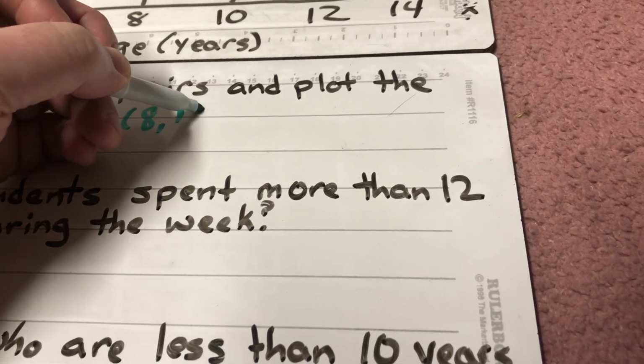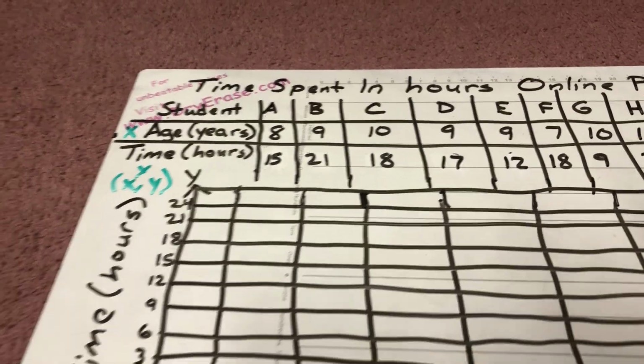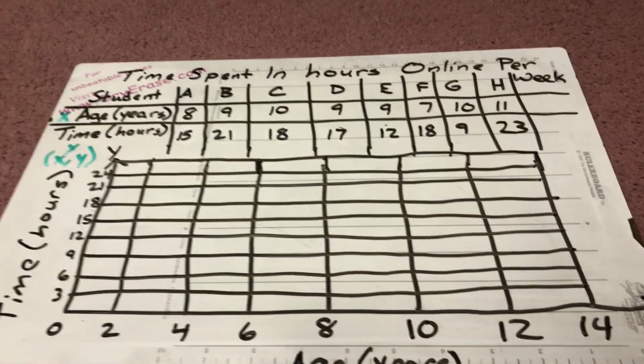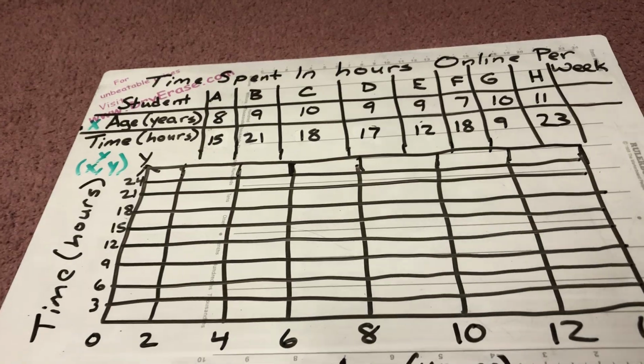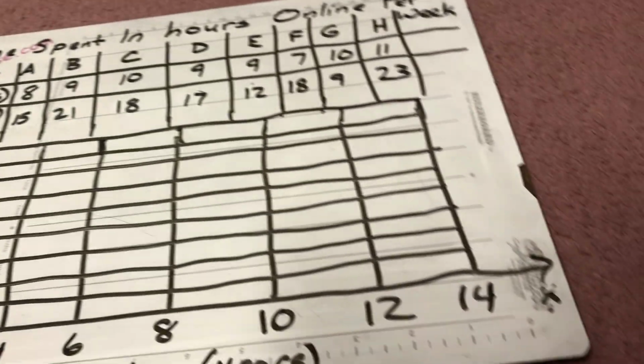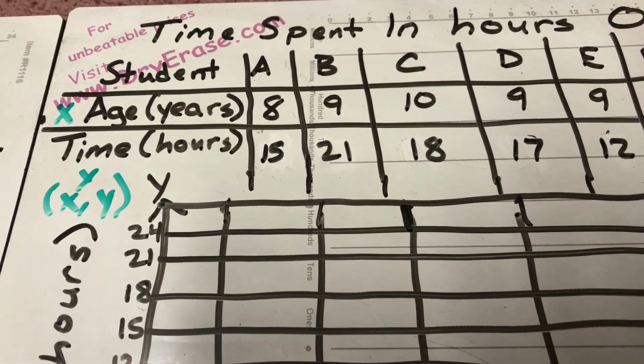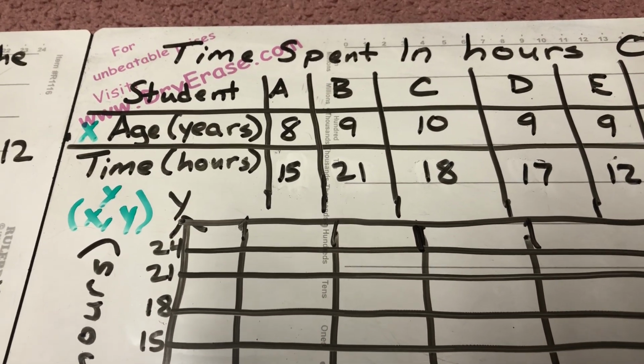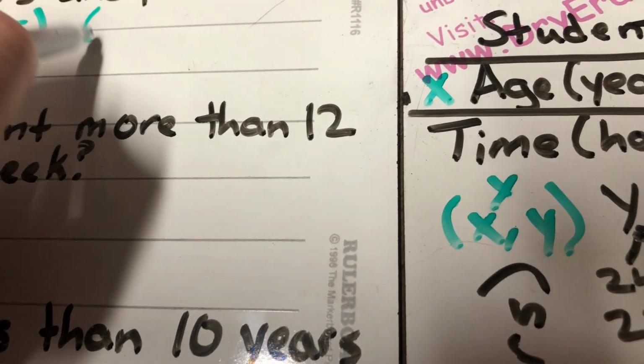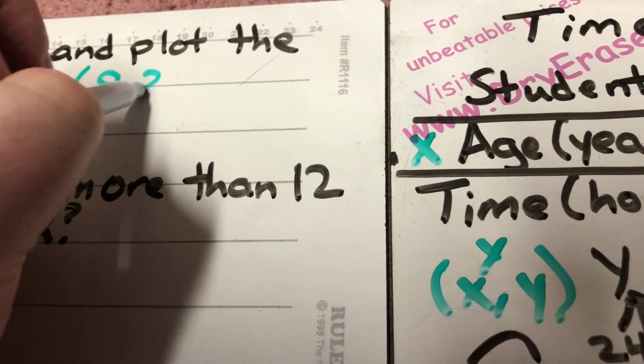So I'm going to go ahead and write these down. 8, 15. Student A was 8 years old and spent 15 hours online. I'm going to rearrange these so I'm not reaching over as far. There we go. Student B, 9 years old and 21 hours. So we're going to come over here. Looks like the next ordered pair is 9, 21.